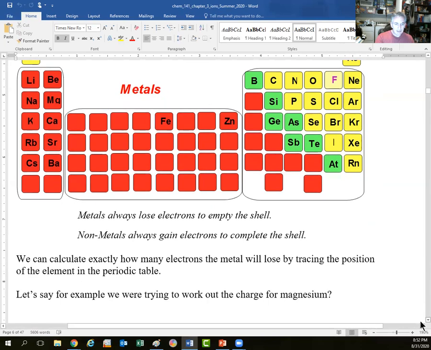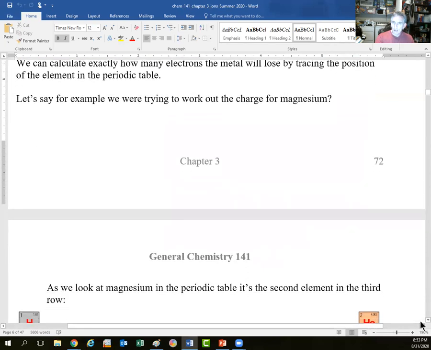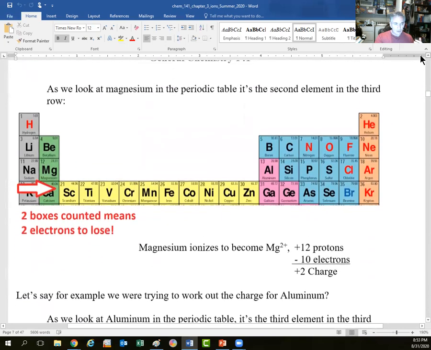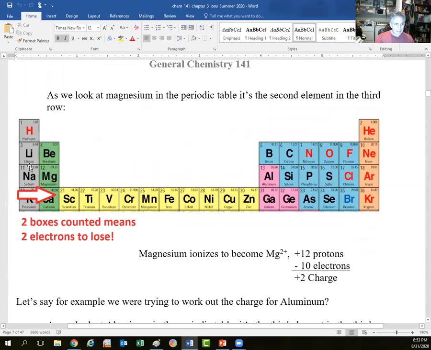So we can look at the position of the element in the table and figure out its electrical charge. So for magnesium, it's the second element in the third row of the table. And of course, the position in the table tells us how many electrons the atom has in each shell. 1, 2 electrons in the first shell, lithium through neon, 8 boxes, 8 electrons in its second shell, and for the magnesium, just 1, 2 electrons in its third shell.